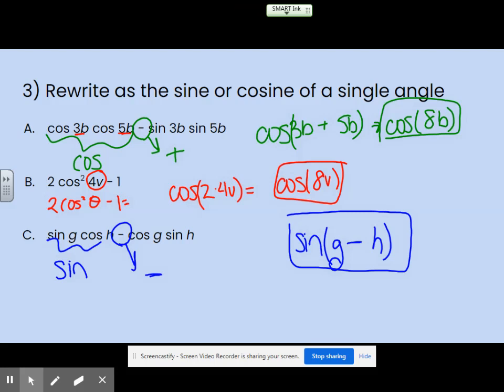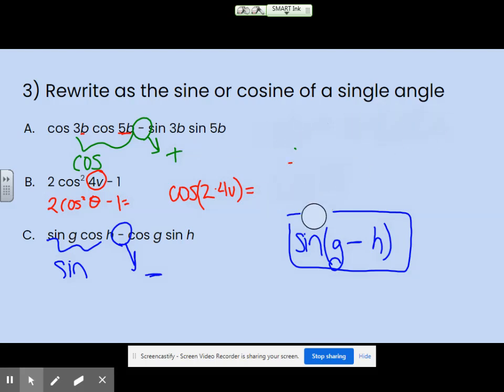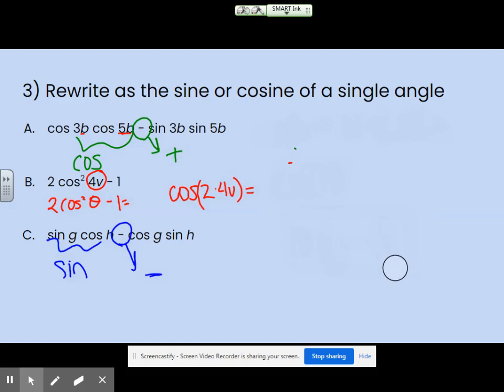I'll give you just a second to catch up, pause, etc. And that's fine. One day I'll learn how to erase these boards. Okay.